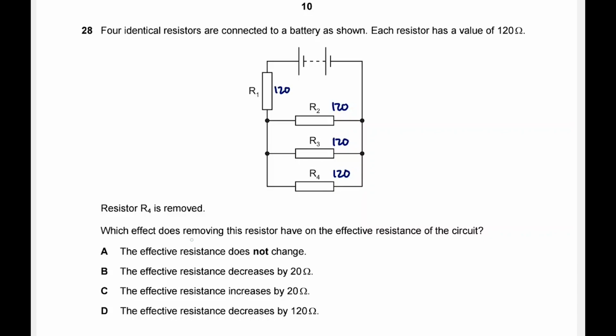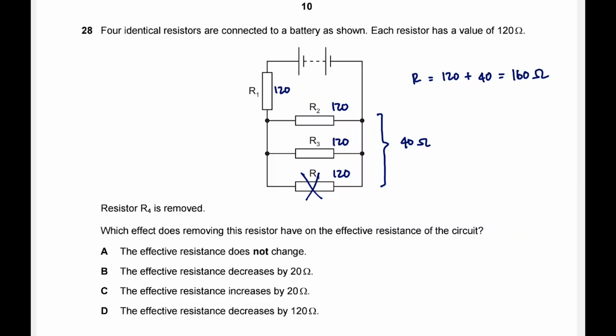Resistor R4 is removed. Which effect does removing this resistor have on the effective resistance of the circuit? In the initial circuit, the 3 of them are in parallel. Therefore, the effective resistance will be 120 divided by 3, so 40 ohm. And then the 40 ohm will be in series with 120. So the total resistance will be 120 plus 40 equals 160 ohm.